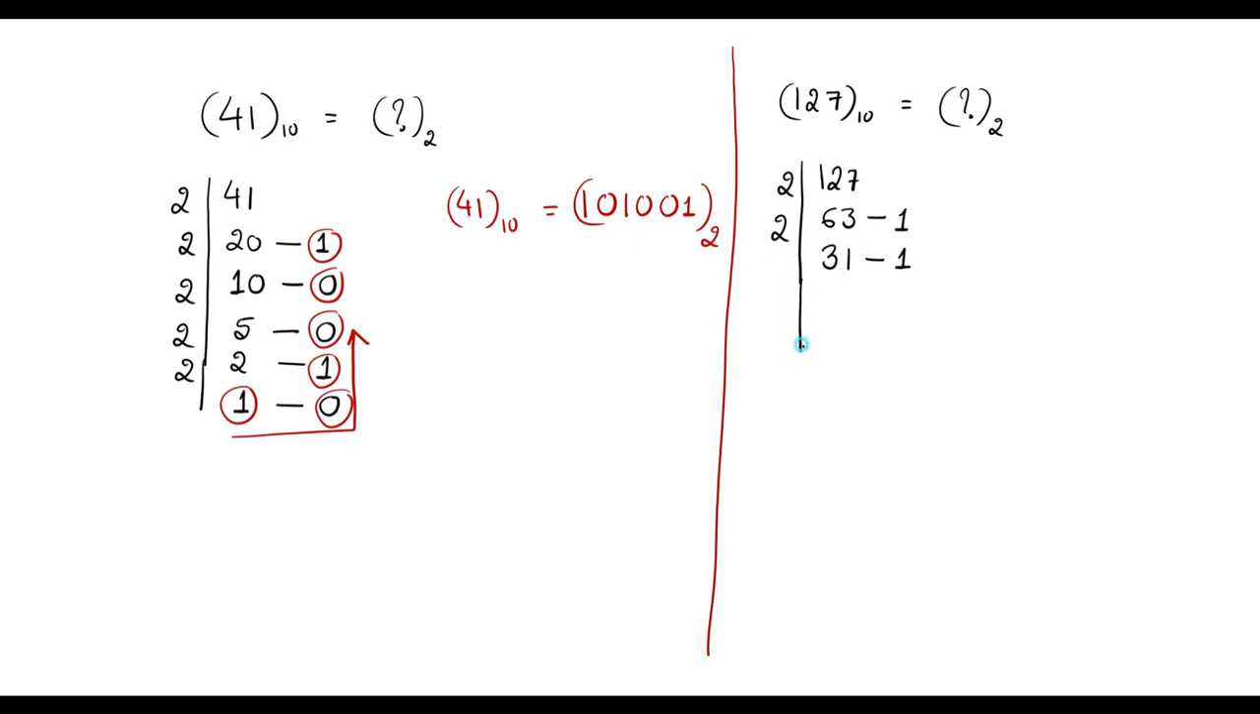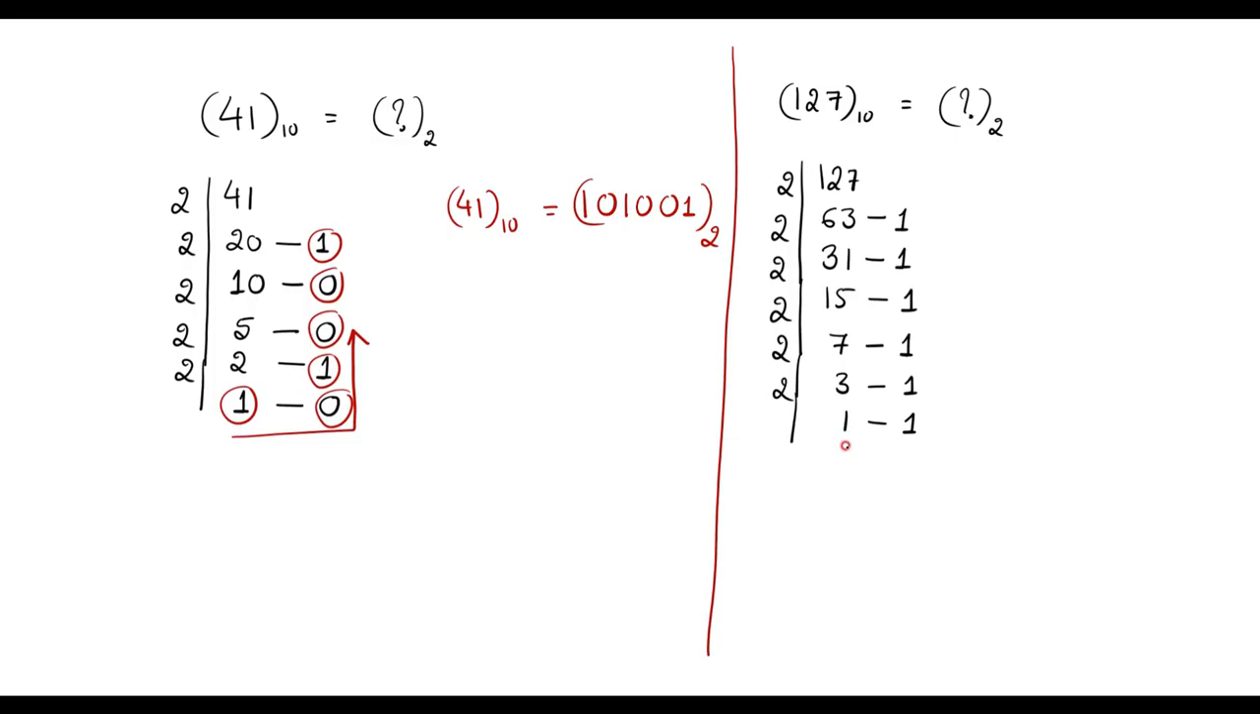Similarly, again divide this 31. That is 2 into 15 is 30. The remainder is 1. Divide 15 by 2. That will be 7. The remainder is 1. Again divide 7. That is 2 3 is 6. We have remainder 1. Then 2 1 is 2. The remainder will be 1. So once we got 1 here, we should stop the process.